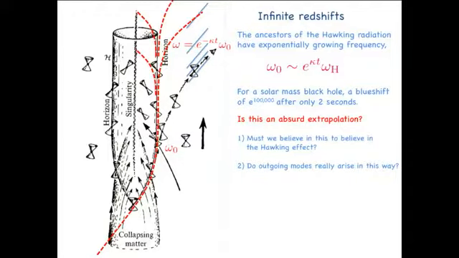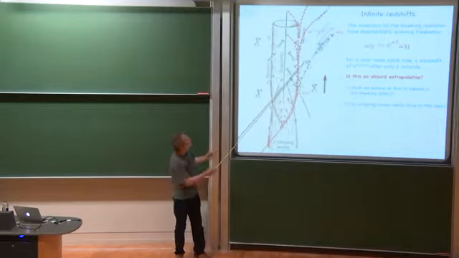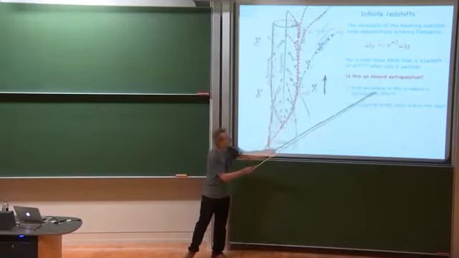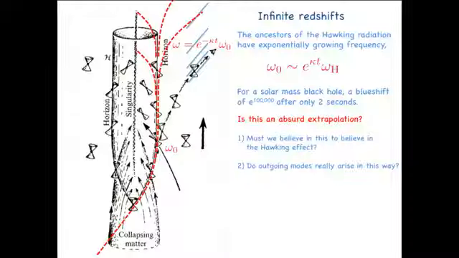So what this is saying is that when we derive the Hawking effect in the way I just waved my hands a moment ago, we're talking about evolution of the quantum vacuum from frequencies that are absurdly high to low frequencies, like corresponding to 2 nanokelvin. So the question is, is this an absurd extrapolation? More importantly, must we believe in it to believe in the Hawking effect at all? And a second question is, is this really how outgoing modes emerge from a black hole?